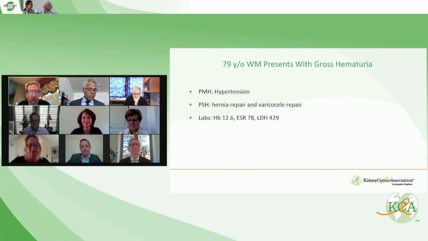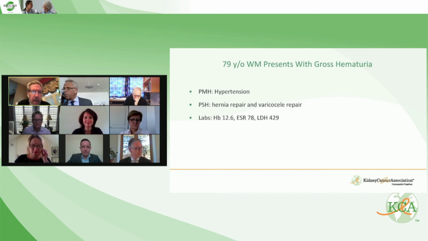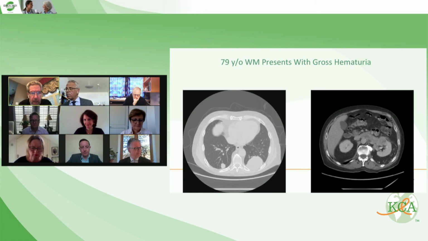Okay, let's move on. So this is a 79-year-old white male who presents with gross hematuria. He has a past medical history significant for hypertension. You can see some minor surgeries. He's got some mild anemia, elevated sed rate, minimally elevated LDH. And you can see he has fairly extensive pulmonary disease with a large pleural-based nodule in the left lung, as well as nodules in the right.